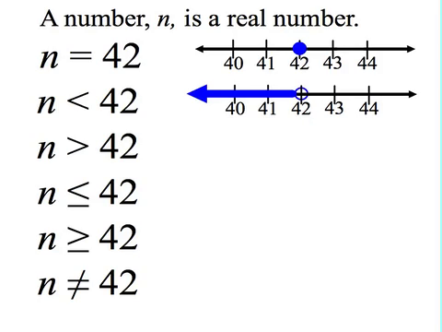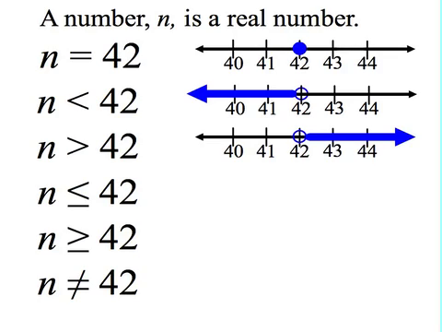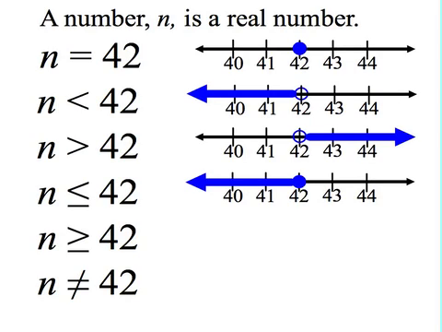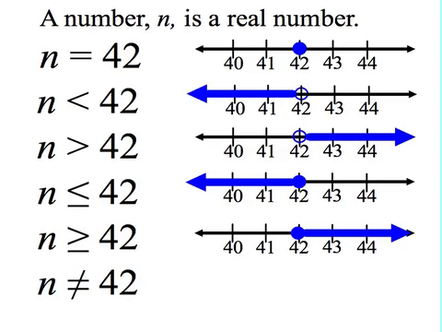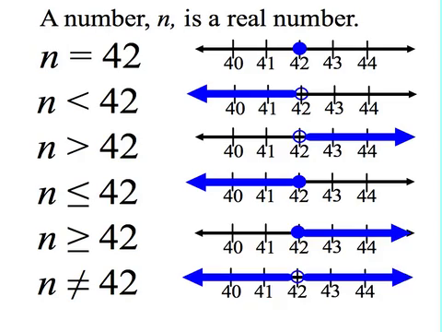Any number to the left of 42 is less than 42. So that's how we show it by graphing on a number line. And here's N is greater than 42. For N is less than or equal to 42, we include the 42, so we color in the circle. And here's N is greater than or equal to 42. And we can graph this one. We put an empty circle over 42 and shade in everything else, for N does not equal 42.